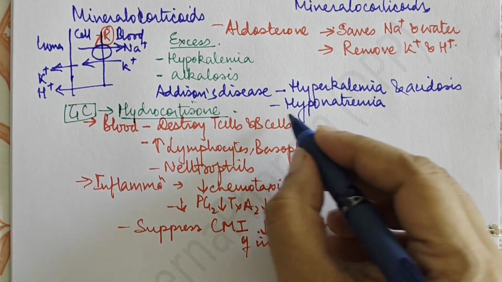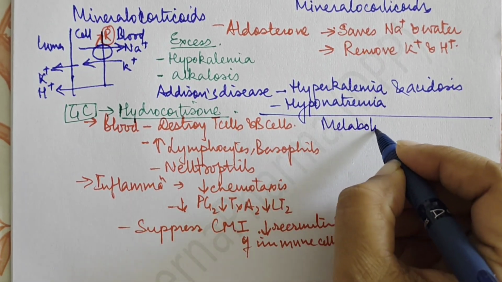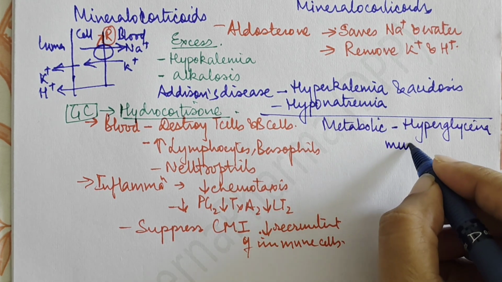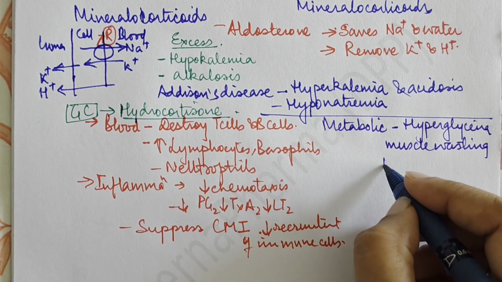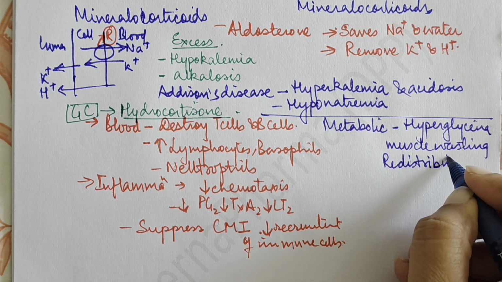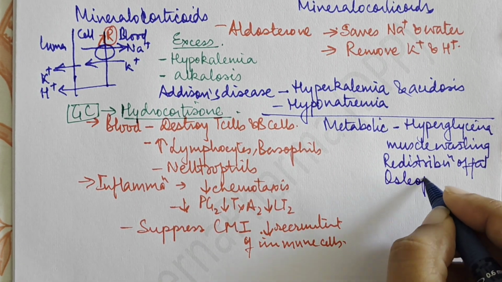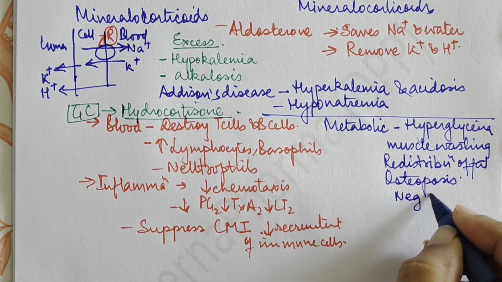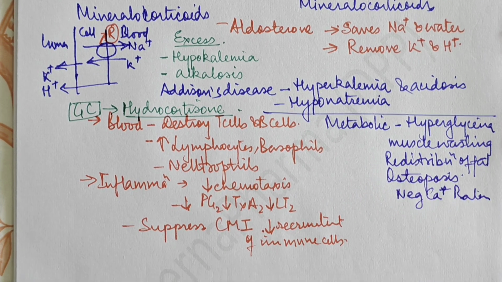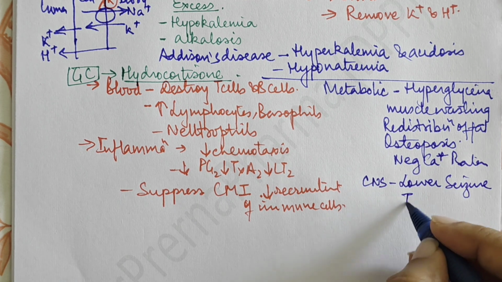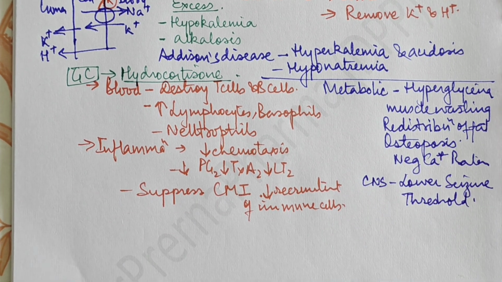Then there are some metabolic effects. In metabolic effects, corticosteroids cause hyperglycemia, they cause muscle wasting, and they cause a redistribution of fat, right? Then they cause osteoporosis, they basically cause a negative calcium balance. Then in CNS, they lower the seizure threshold and can precipitate epilepsy. So these are the basic effects of glucocorticoids.